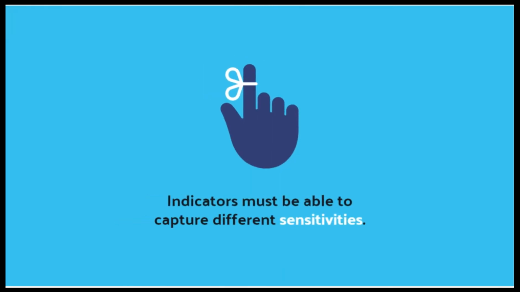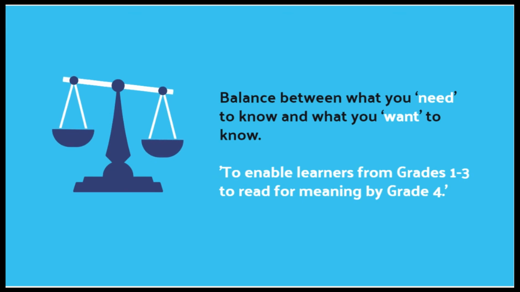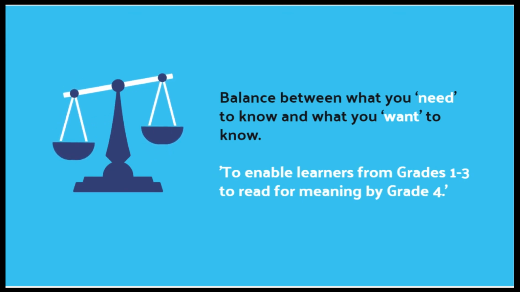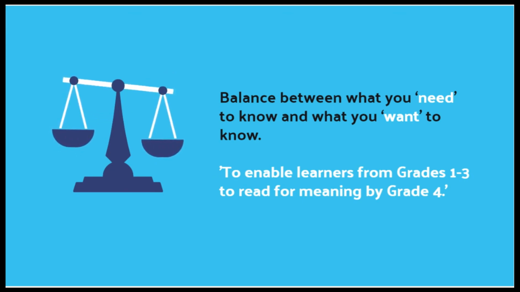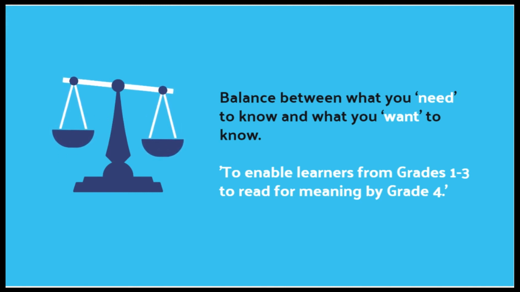Indicators must be able to capture different sensitivities. Example, sex, age, racial group, grade, etc. Balance should be between what we need to know and what we want to know. At output level, one indicator can be sufficient. For instance, you might want to know number of learners who have a reading pace of 150 words per minute.